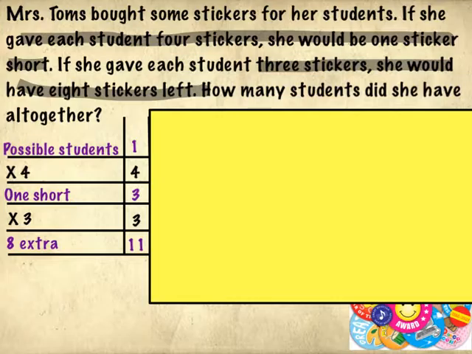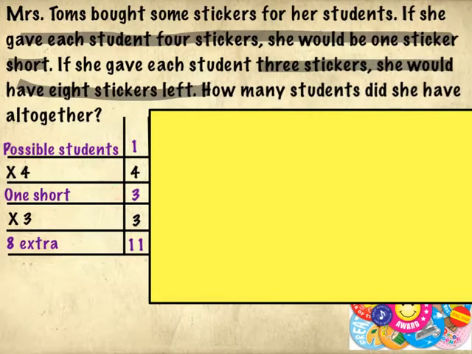This is my first set of guesses. I'm guessing that she has 1 student. So if she gives 1 student 4 stickers, she would have to give them 4 stickers, and she would be 1 short, because it says she would be 1 sticker short, so she would have 3 left. Then she would give out 3 stickers and have 8 extra, so that would mean she would give her 1 student 3 stickers, and her 8 extras would give her 11. Now, if she has 1 student, these 2 numbers should match because it tells me that those 2 things are both true for her students.